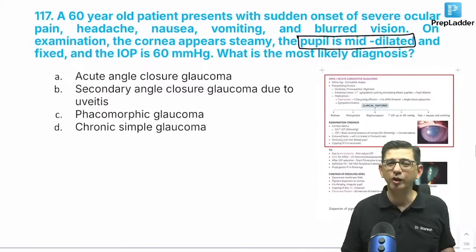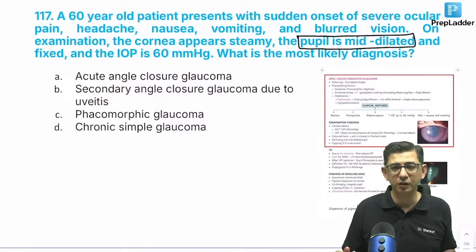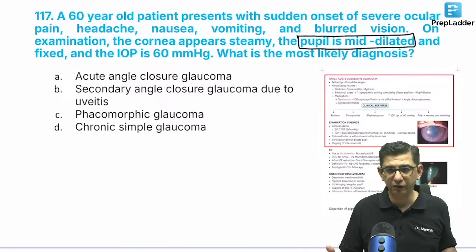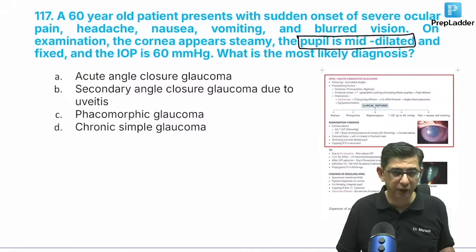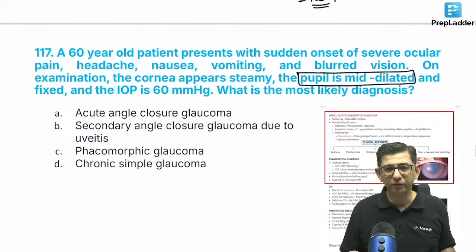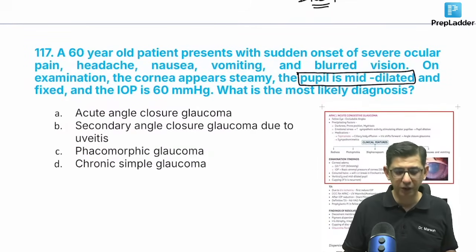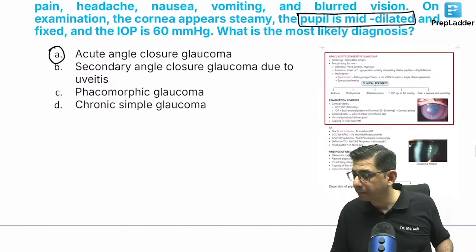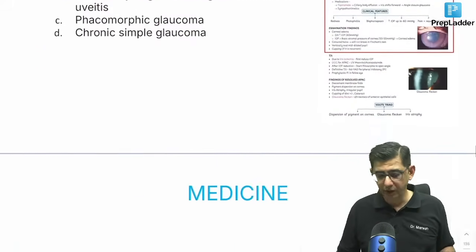Okay, then is mid-dilated pupils. This is pretty straightforward, routine stuff. So I think out of 5 or 6 that we have just discussed in the previous couple of minutes, at least 3 are doable. The mid-dilated pupil is very classical for an acute angle closure glaucoma. So, okay, great, Kishore. You did a great job there.